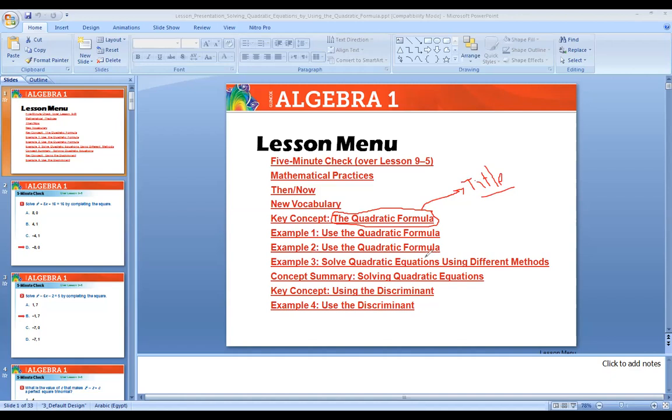This lesson is a very important lesson. We use it to solve any quadratic function or any quadratic equation. This is called the general rule. It's very important. We will use it for the next 3 years, as I said.